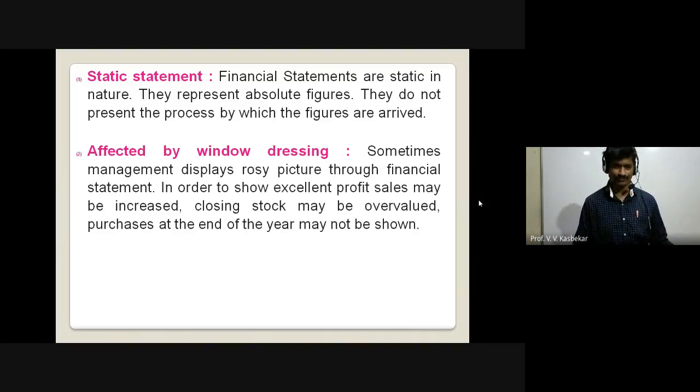कधी कधी असं होतं. Sometimes management displays rosy figures through financial statements. That means the figures may be fake. The figures may be increased. The profit shown may be increased. The stock shown may be increased. The sales may be shown increased. Actually, it was not like that. असं होऊ शकतं.